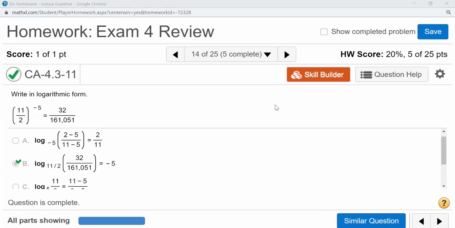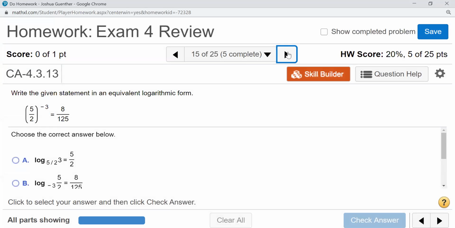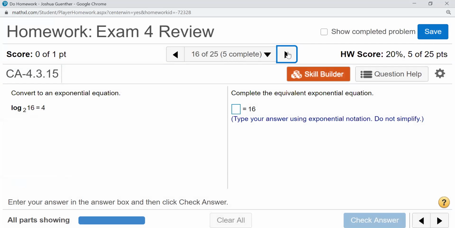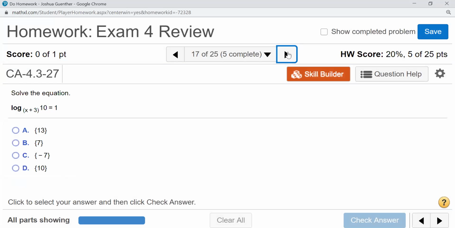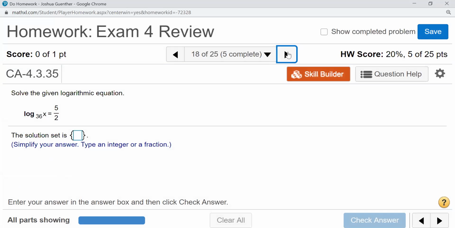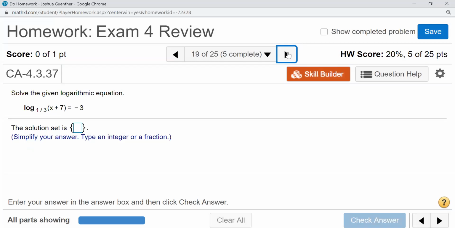Let's keep on going. I'll find ones that I think are worth really looking at. That one's not that interesting.